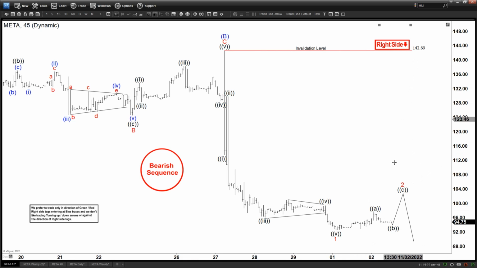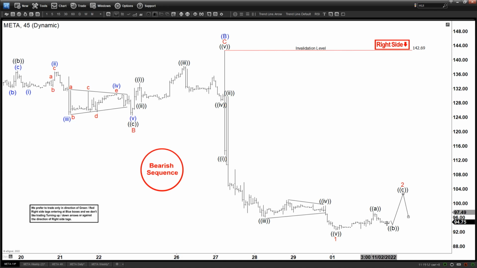Now obviously the rally can be in many different forms. For example, it can be in 3 swings and go down. It can be doing a double zigzag. This could be ending W and then X and then another 3 swings up like this before going down. So the bottom line is this level here. As long as we stay below 142, we are looking for the downside.